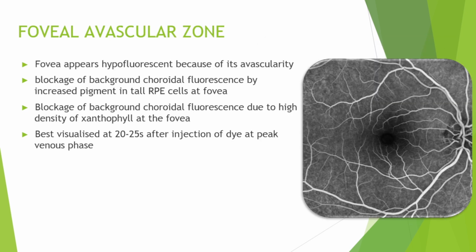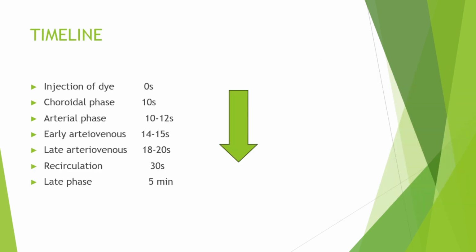Coming to the foveal avascular zone, the fovea appears hypofluorescent because of three main reasons. It is best seen in the venous phase, or 20 to 25 seconds after the injection. The fovea appears dark due to the absence of blood vessels in this area, the blockage of the background choroidal fluorescence by the increased pigment melanin in the RPE cells at the fovea, and the blockage of the background choroidal fluorescence due to high density of xanthophyll in the macular area.